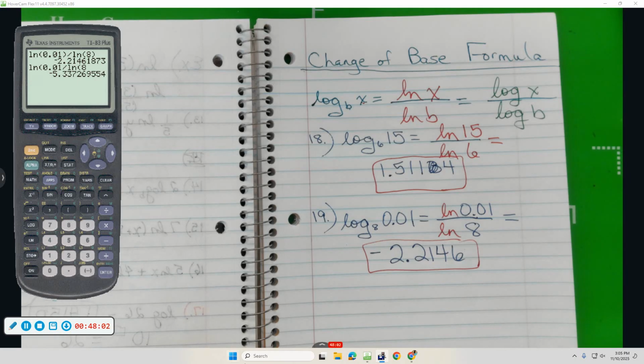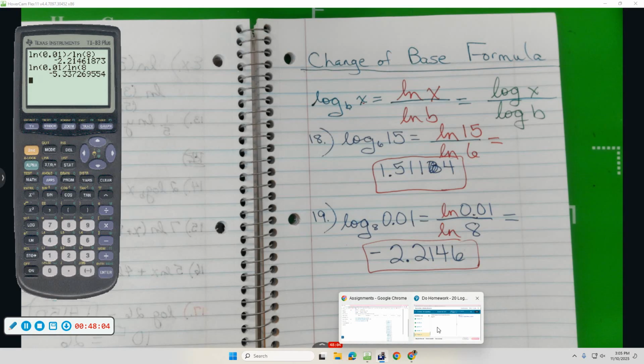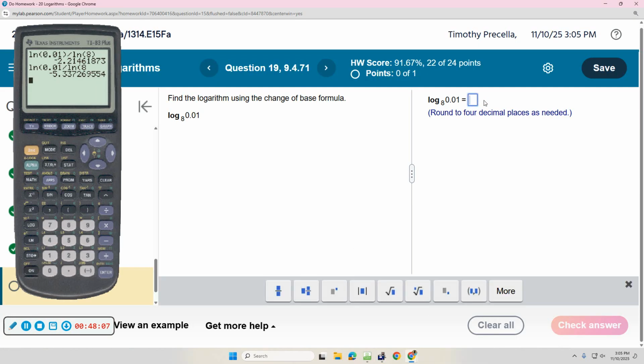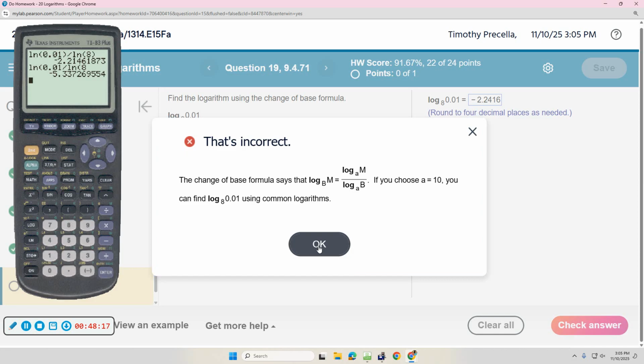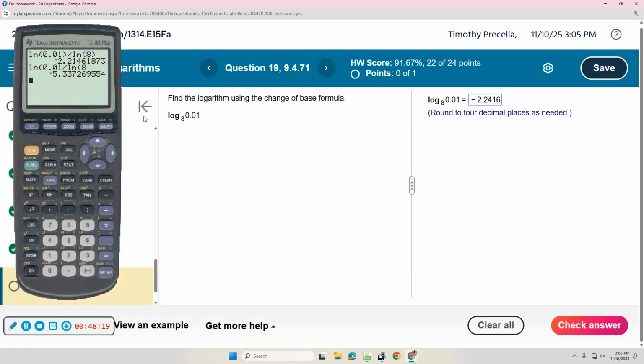Negative 2.2146. Negative 2.2146. Uh-oh, let me make sure I didn't miscopy the problem. Okay, ln 0.01 over ln 8. Punch it back in: ln 0.01 divided by ln 8. Do you see it? No, I don't. 1,4. What did I type in?